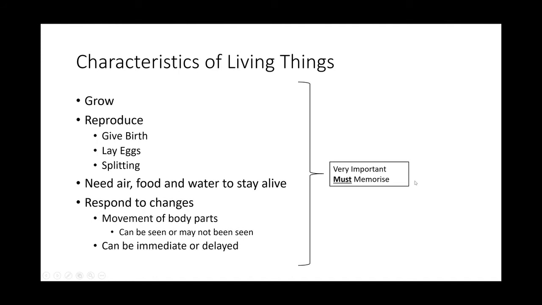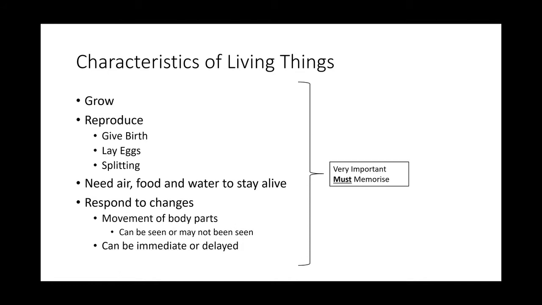Okay, so as I was telling you, this is a very important part of the chapter. You must memorize it. You can forget a lot of things in this chapter, but you must definitely remember these four characteristics: to grow, to reproduce, need air, food, and water to stay alive, and respond to changes. You must memorize it because during the exam they will test you.